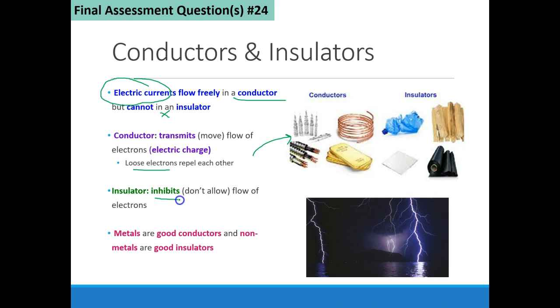loose electrons are able to carry that electric charge very easily. Insulators, on the other hand, inhibit or stop the flow of electrons, like plastics and rubbers, okay? And that means that these are really good at stopping electricity. So again, metals are usually good conductors, nonmetals are generally good insulators. This is question number 24. Make sure you save your answers.